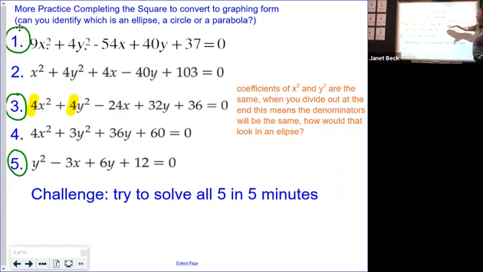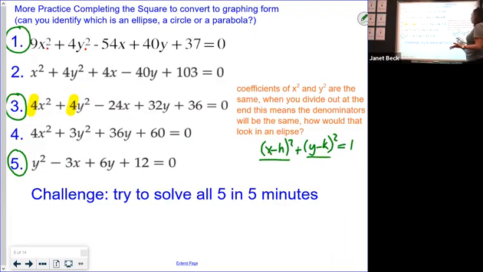One thing to notice on question 3, the coefficients in x squared and y squared are the same, and when you divide that out, that means that when we've completed the square and everything gets divided out, these are going to end up having the same denominator. So it's going to be an ellipse with an x minus h squared plus a y minus k squared equals 1, where these numbers are both going to be the same.